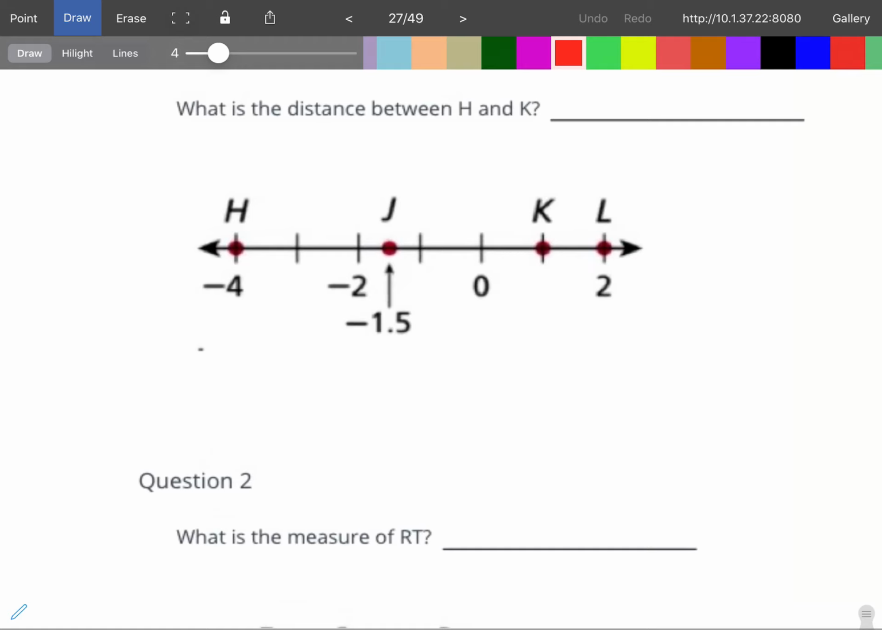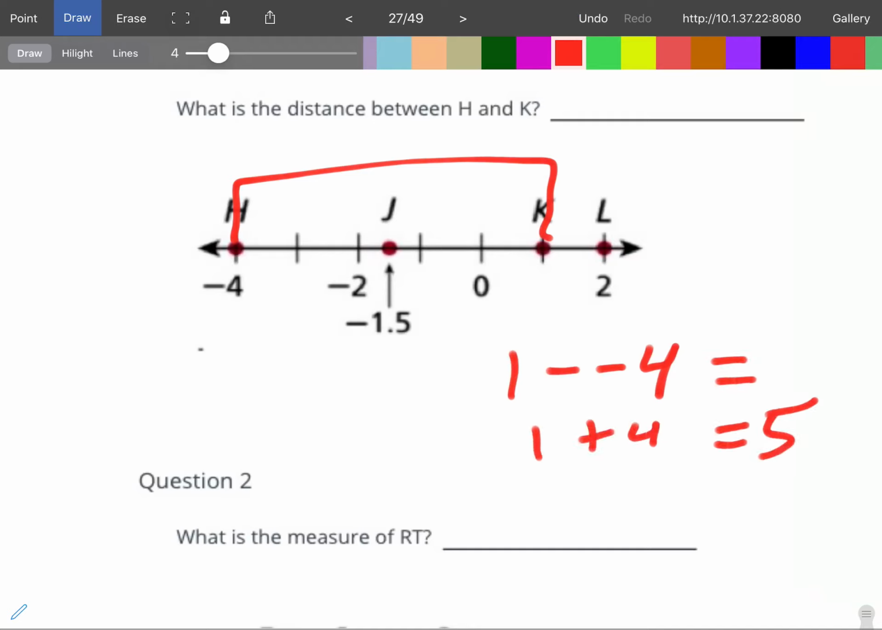So if we're looking at distance between H and K, we could take the largest number minus the smallest number. This becomes addition, and we get 5. You can also break it up into smaller chunks and add them together.